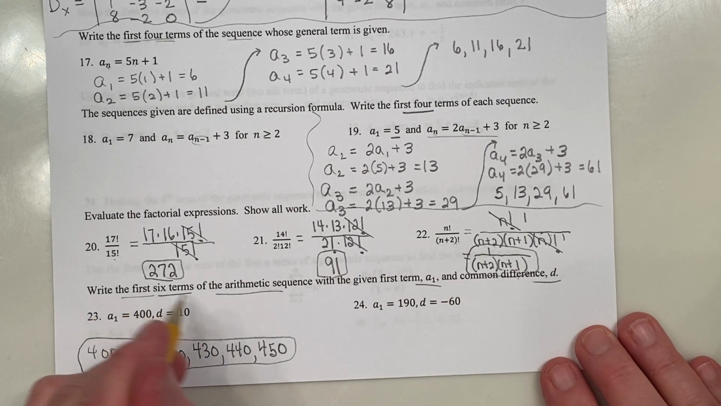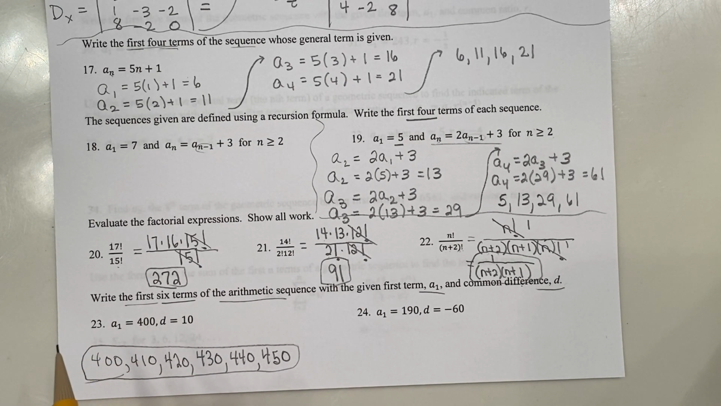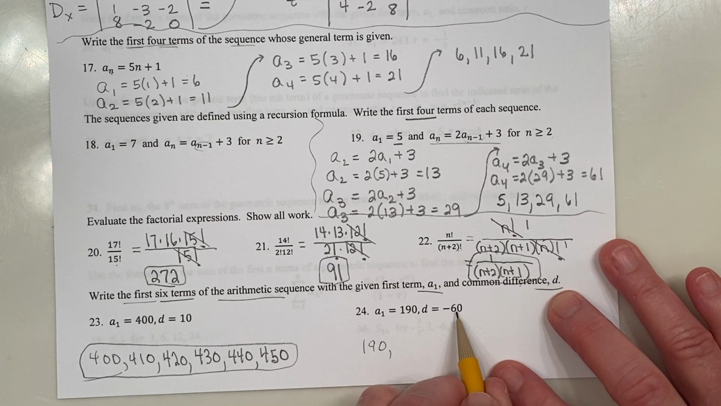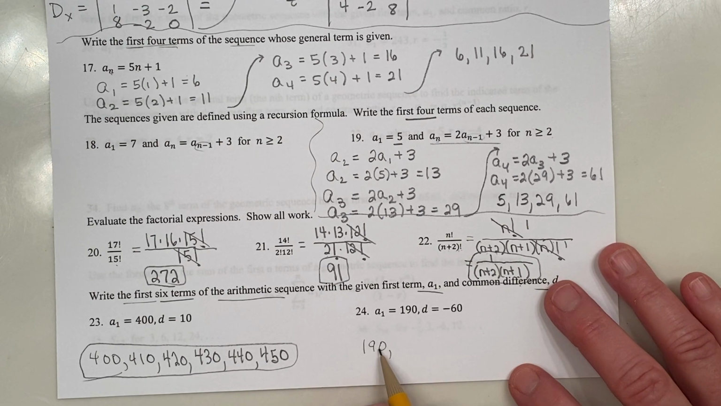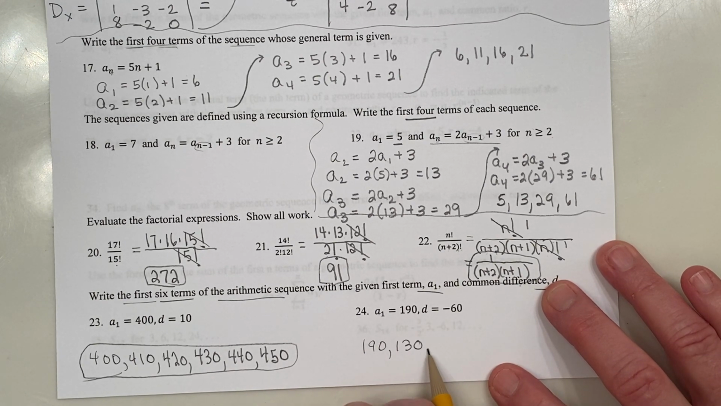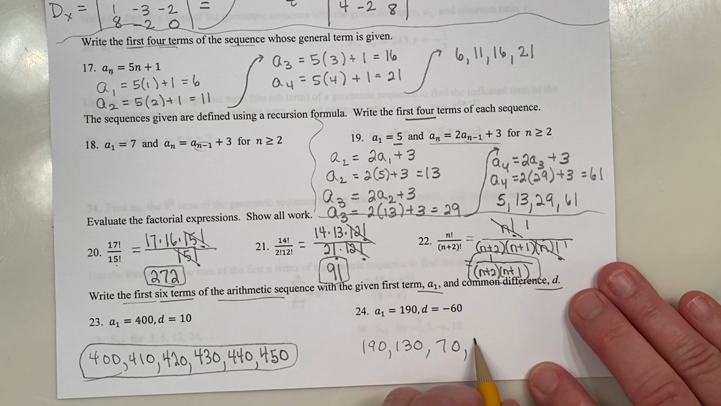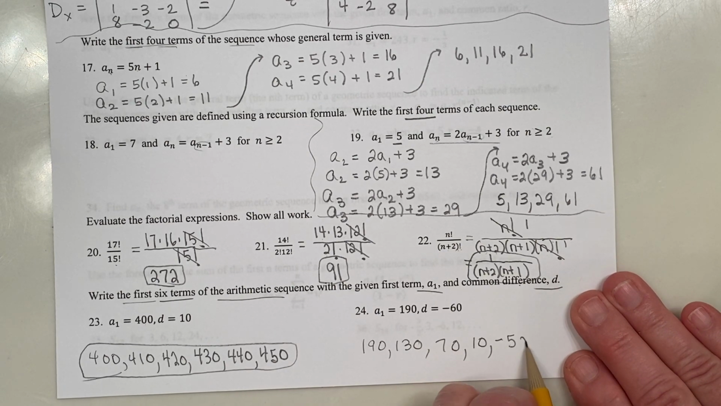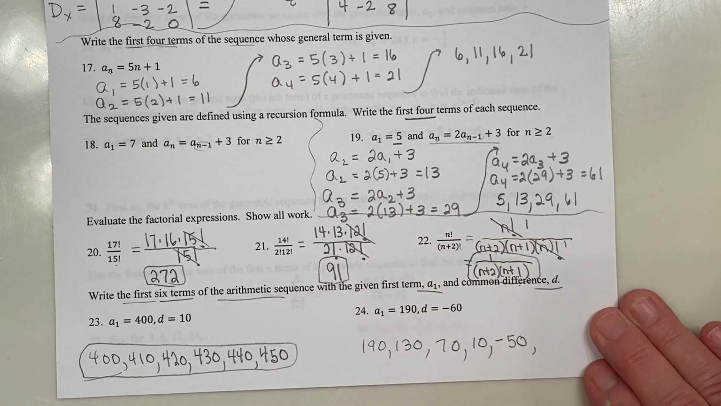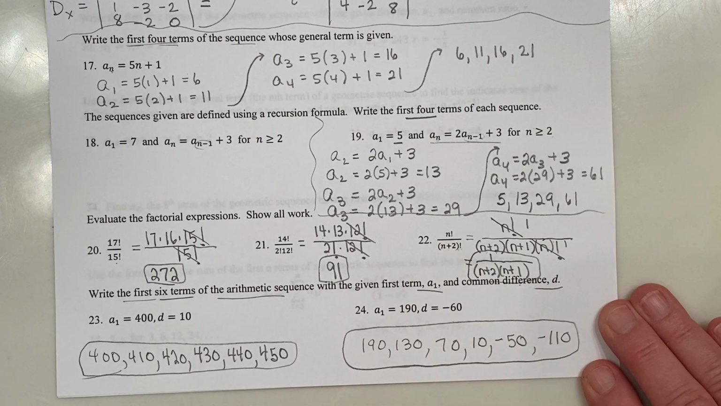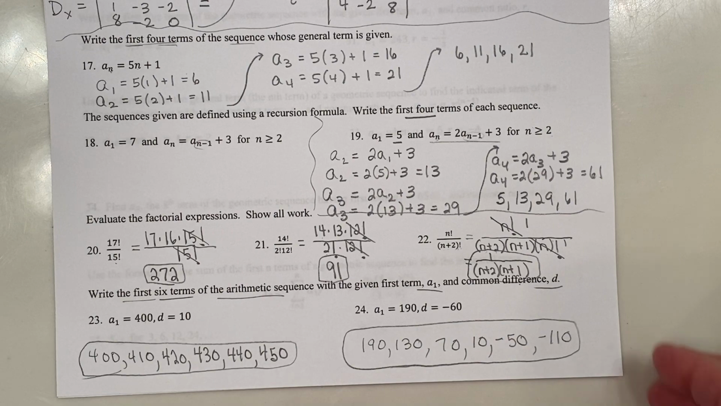You can create a formula for this by using the nth term formula for an arithmetic sequence, but I think it's kind of intuitive just to do this. My first term is 190, but I'm going to continually add negative 60s, so the values of the terms are decreasing. So 190 minus 60 is 130, minus 60 is 70, 70 minus 60 is 10, 10 minus 60 is negative 50, and negative 50 minus 60 is negative 110. Hopefully you find those intuitive and we don't have to create a formula to generate those terms.